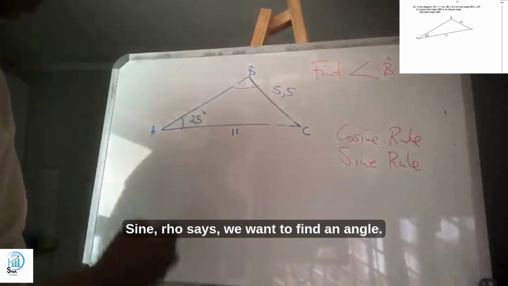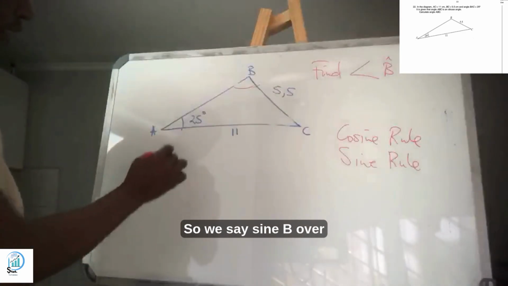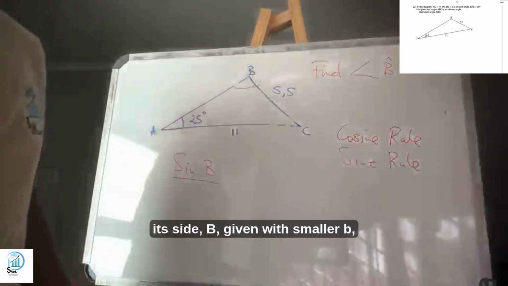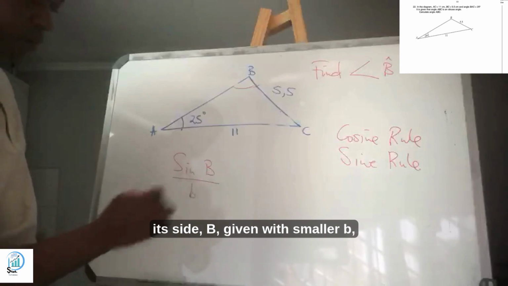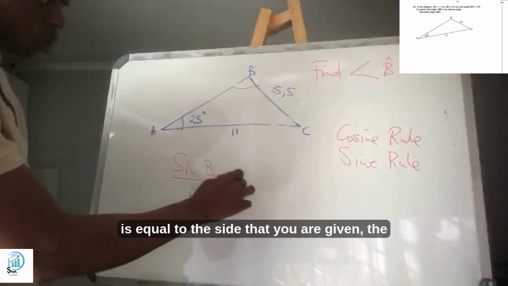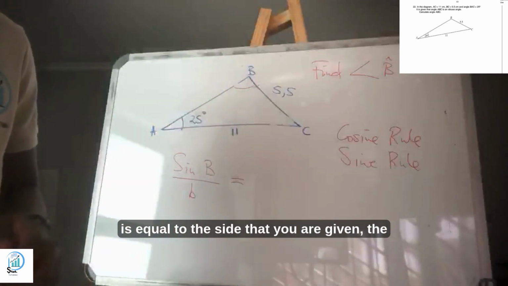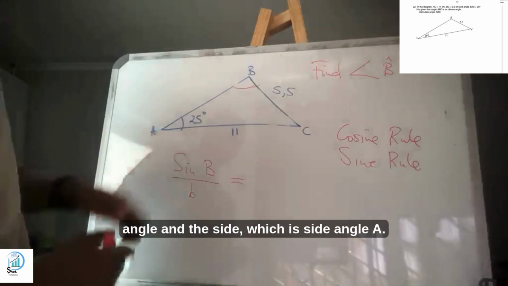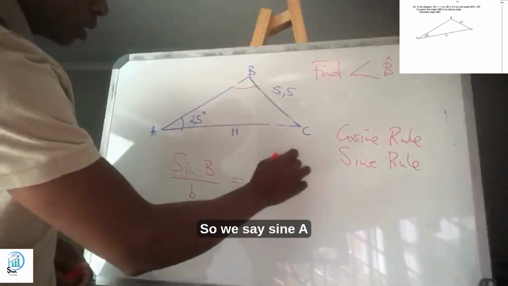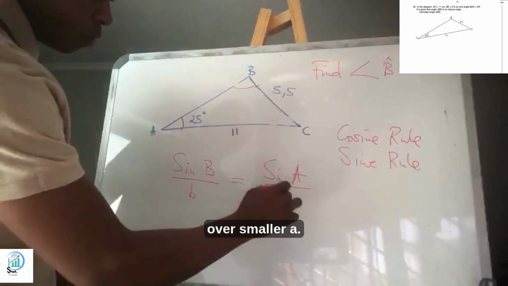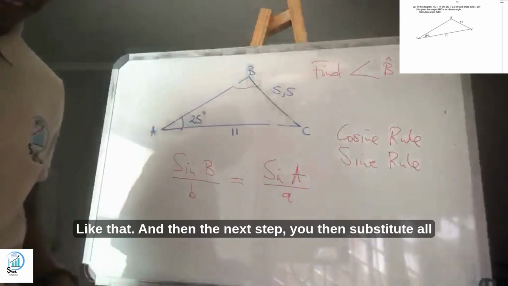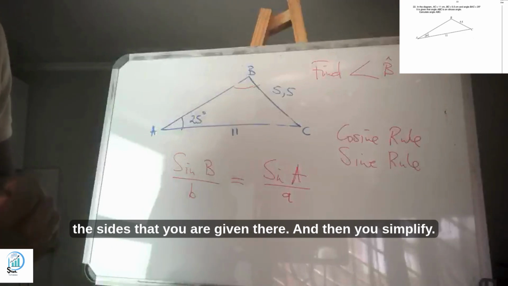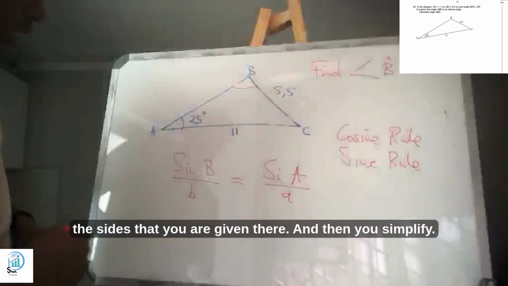Sine rule says we want to find an angle, so we say sine B over its side, smaller b, is equal to the side that you're given the angle and the side, which is angle A. So you say sine A over smaller a, like that. And then the next step, you substitute all the sides that you're given there, and then you simplify.